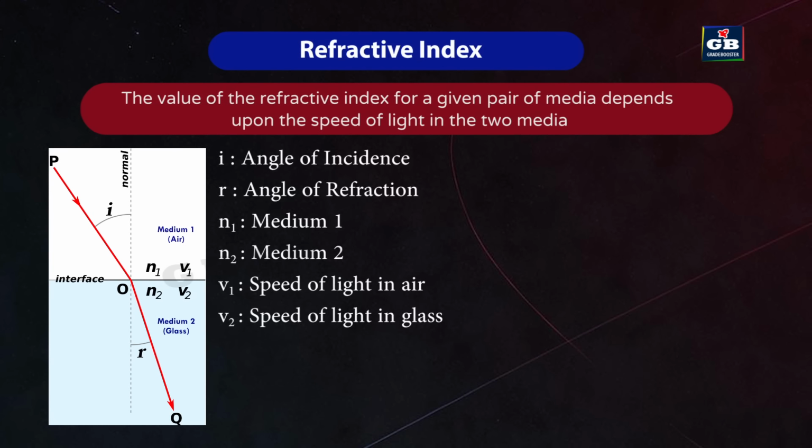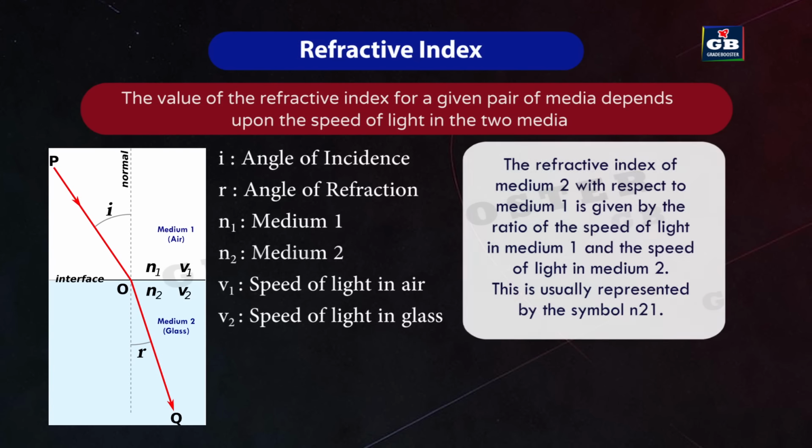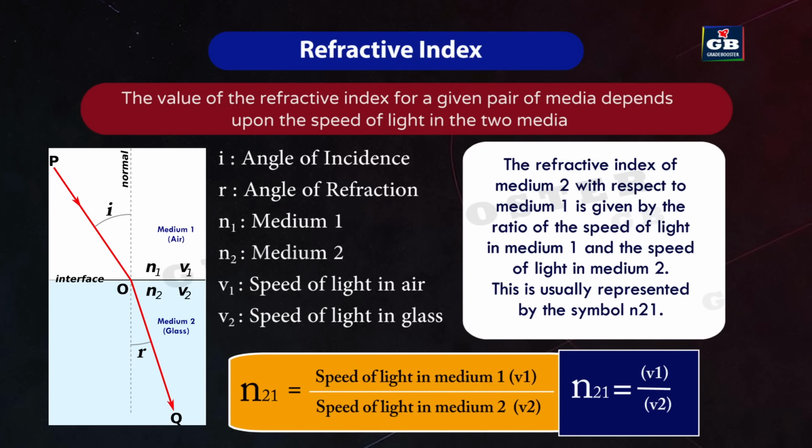Let v1 be the speed of light in medium 1 and v2 be the speed of light in medium 2. The refractive index of medium 2 with respect to medium 1 is given by the ratio of the speed of light in medium 1 and the speed of light in medium 2. This is usually represented by the symbol n21. This can be expressed as n21 equal to speed of light in medium 1 by speed of light in medium 2, that means v1 by v2.